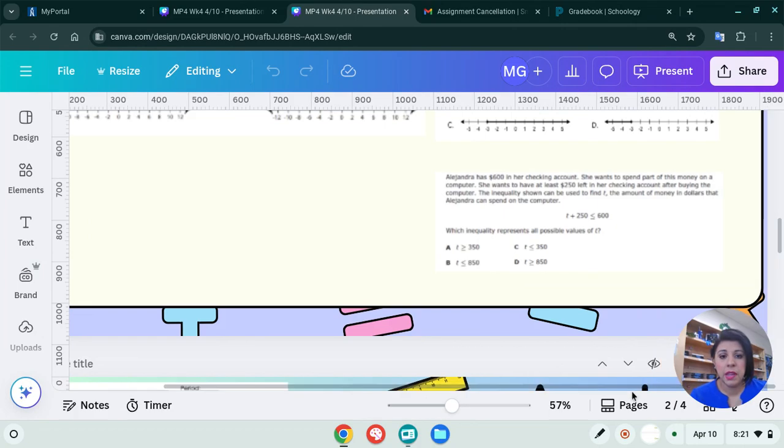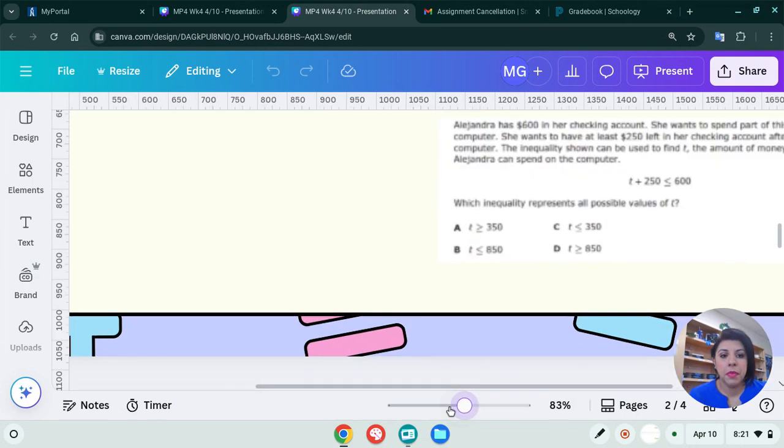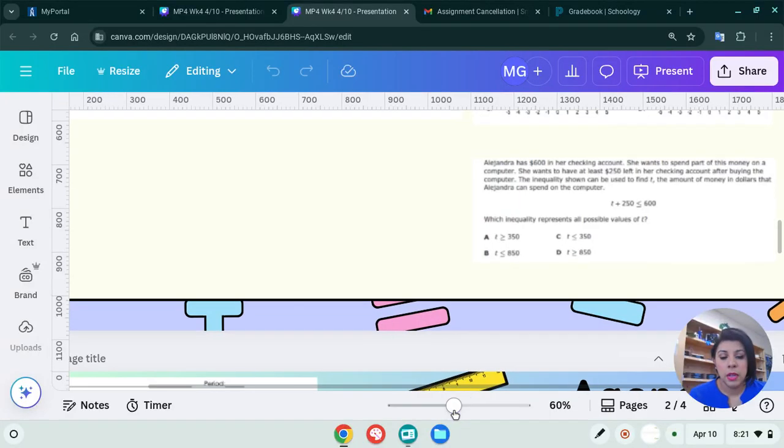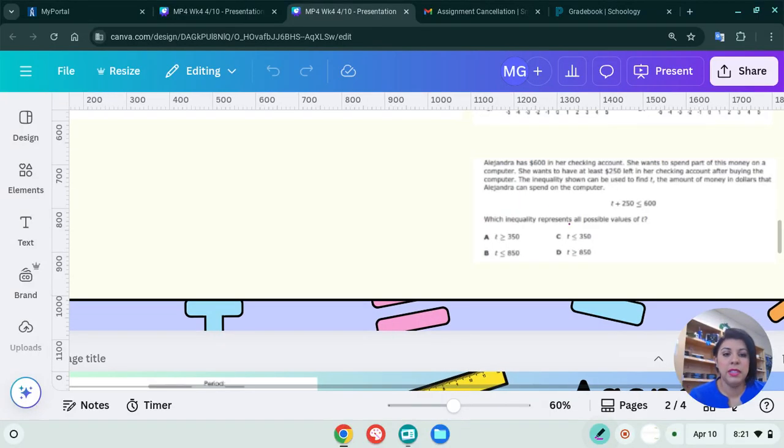So here we see Alejandra has $600 in her checking account. She wants to spend part of it, right? And so she wants to have at least $250. What does at least mean? Remember, we talked about this yesterday. We need at least a 70 to pass, right? So it could be the minimum that we need, 250 in her account.